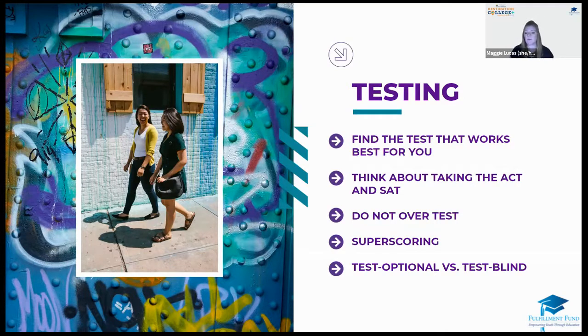Neither one requires testing, whereas test blind is basically saying we're not going to look at it at all, whereas test optional is saying if you send it, we're going to look at it. So it's good to ask the schools that you're applying to what they are. I think most private universities are along the lines of test optional. We allow students that option to submit it if they would like, but they don't have to if they don't want to. It remains to be seen how that plays out moving forward, but that's the difference between the two.